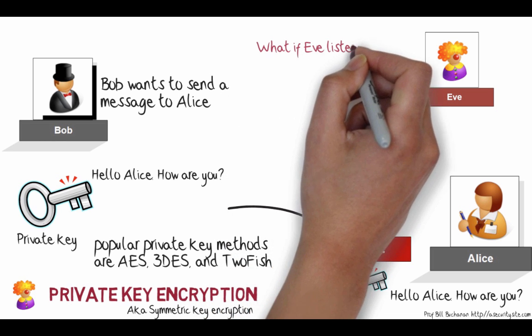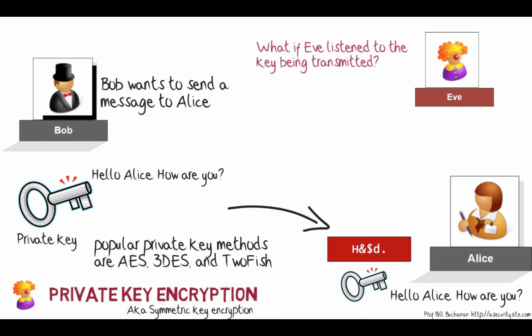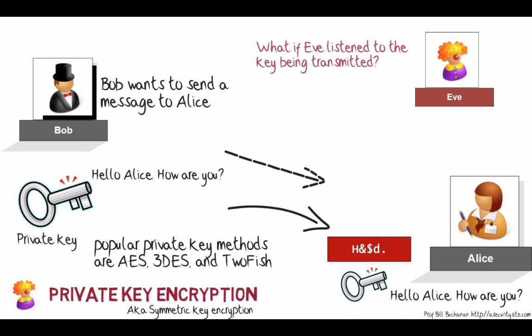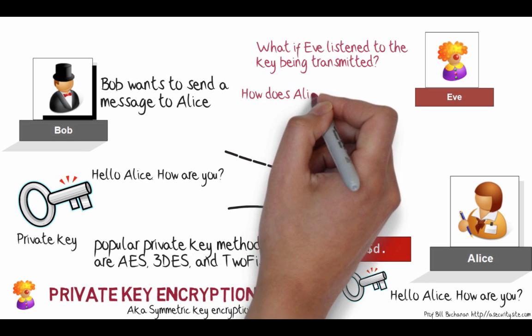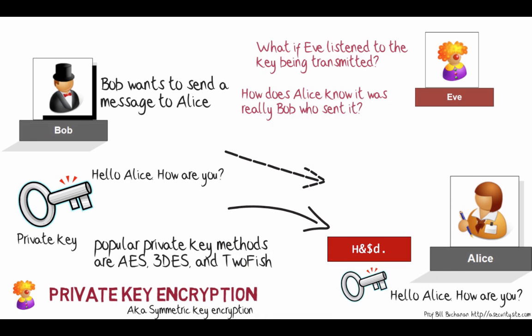So the problem that we have is four questions. What if Eve is listening to the key that's been transmitted? We've seen that Bob sent over the key to Alice. Eve could have been listening to that. She now has a copy of that key. Next question is, how does Alice know it was really Bob who sent it? Because now that Eve has the key, she could really be Bob and encrypt the messages.